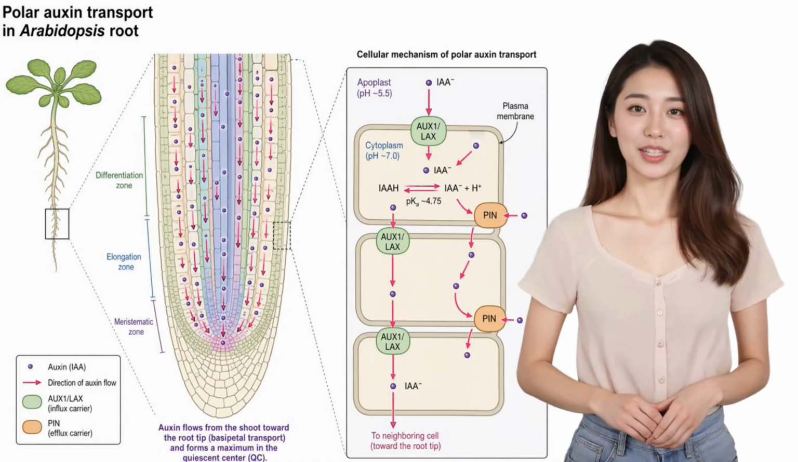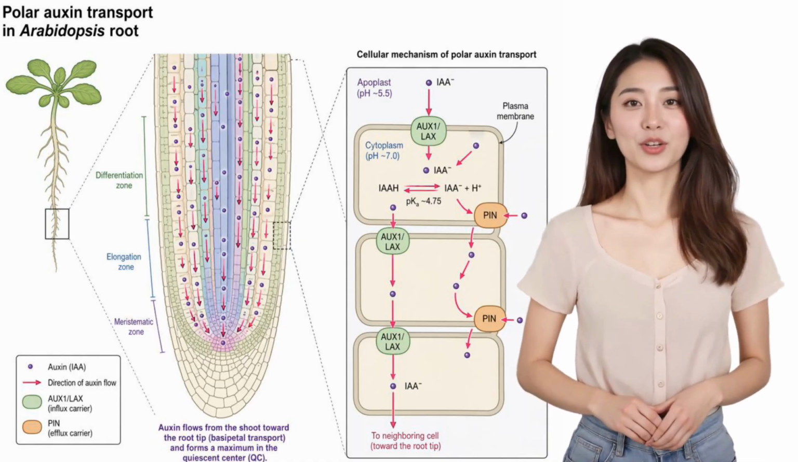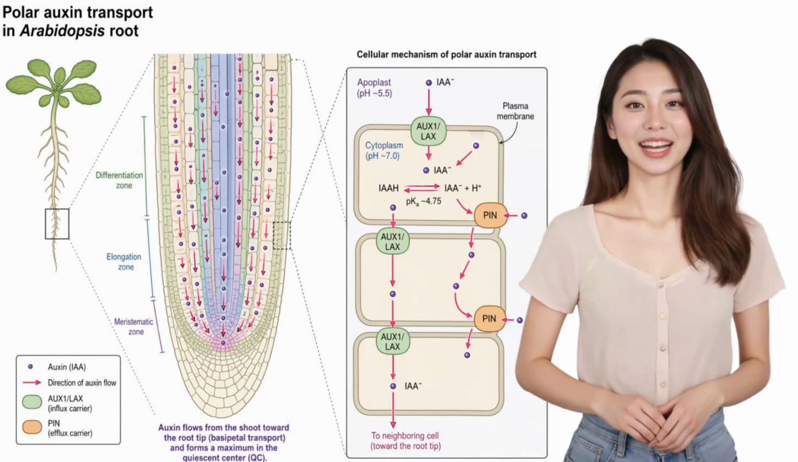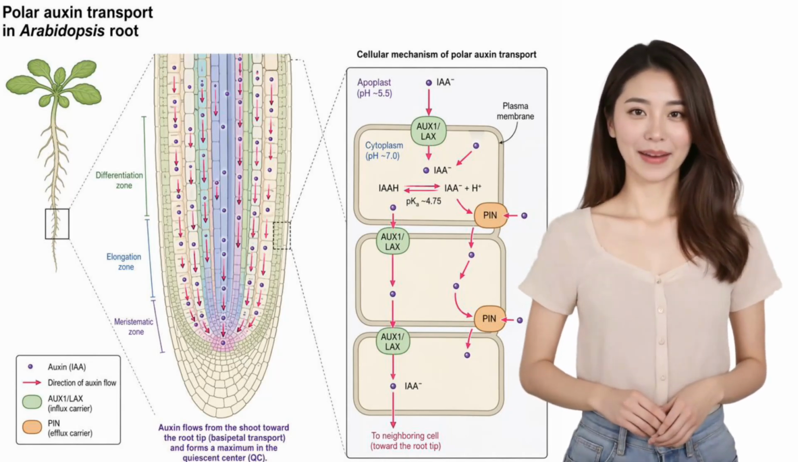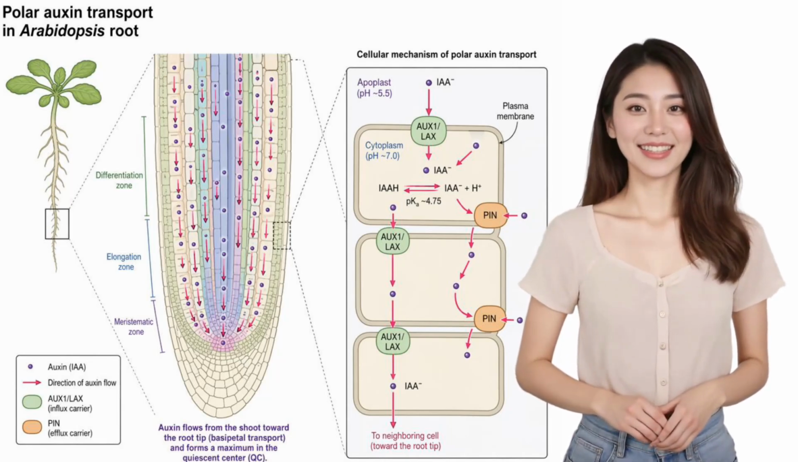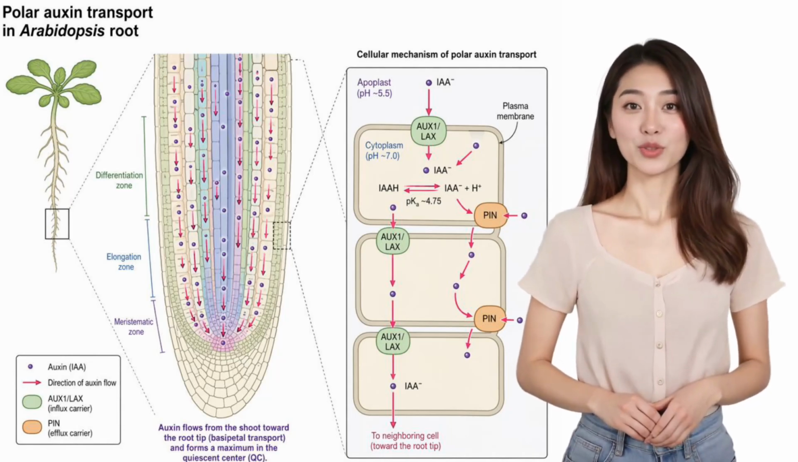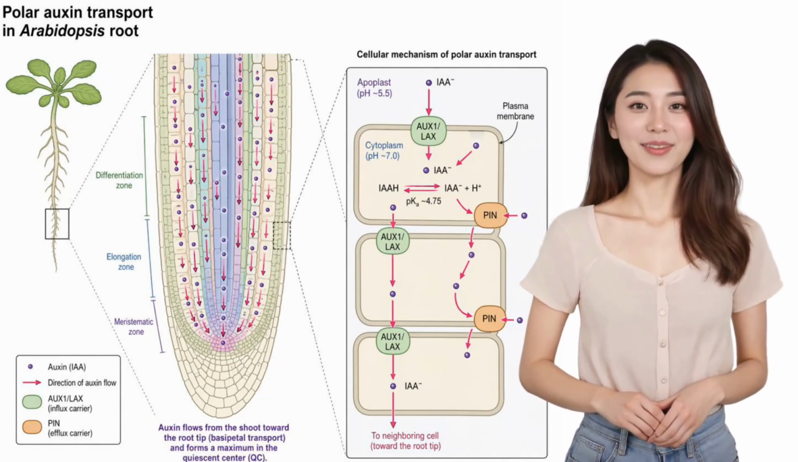Let us begin. This slide shows us the cellular architecture of polar auxin transport in Arabidopsis thaliana, the model plant organism we use for most plant molecular biology research. Think of Arabidopsis as the fruit fly of plants: small, fast-growing, with a fully sequenced genome.